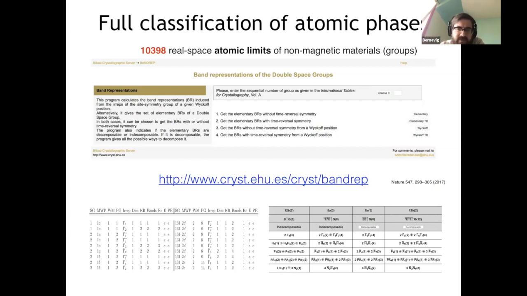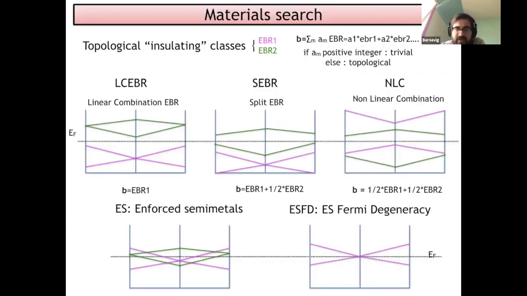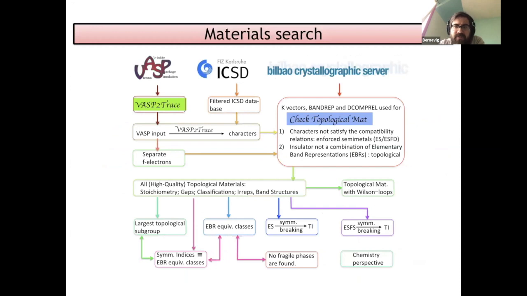There's 10,398 atomic limits, and anything that's a material that doesn't decompose into its atomic limits has to be topological. And this is some information that you can get on this website. So this slide is basically saying that if I find a band that I cannot decompose in terms of elementary band representations or atomic limits, then it is topological. And what you can do now is build this huge high throughput search.